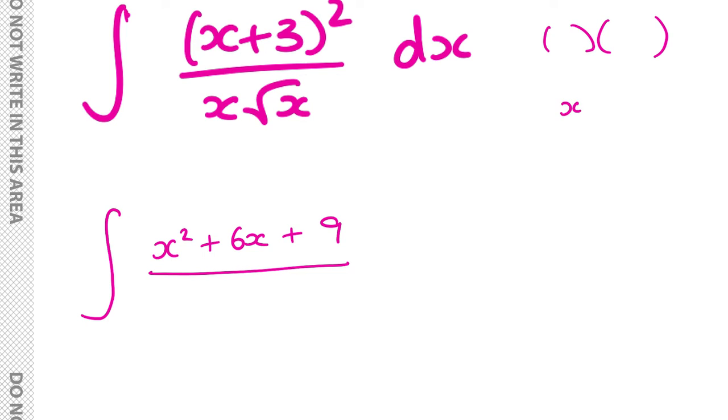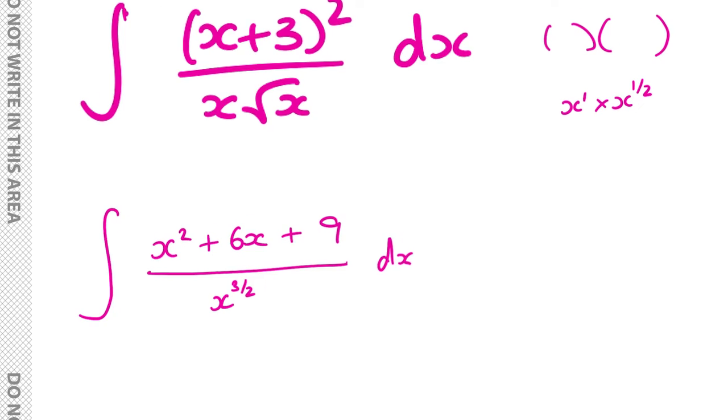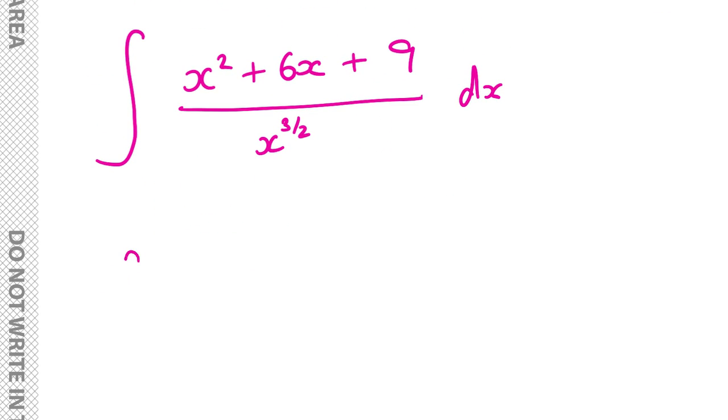Now, we know that x to the 1 times x to the half, because that's our denominator, is x to the power of 3 over 2. So we have a fraction. We can now sort this out. So let's split this fraction up.